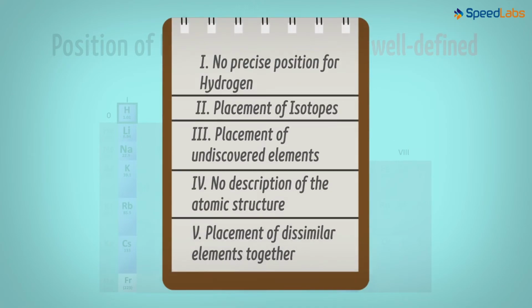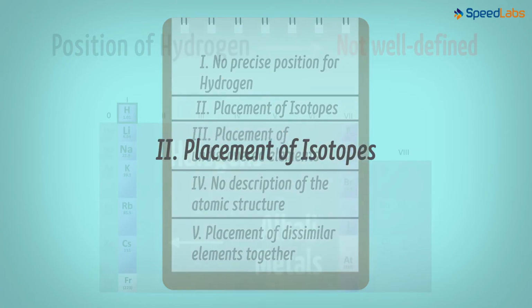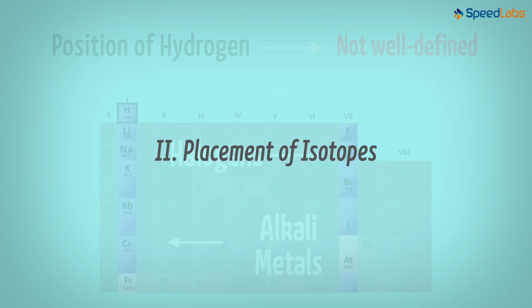Now getting back to our list, what was the second drawback? Yes, positioning the isotopes is next in the list. Let's discuss that in detail in the upcoming video.